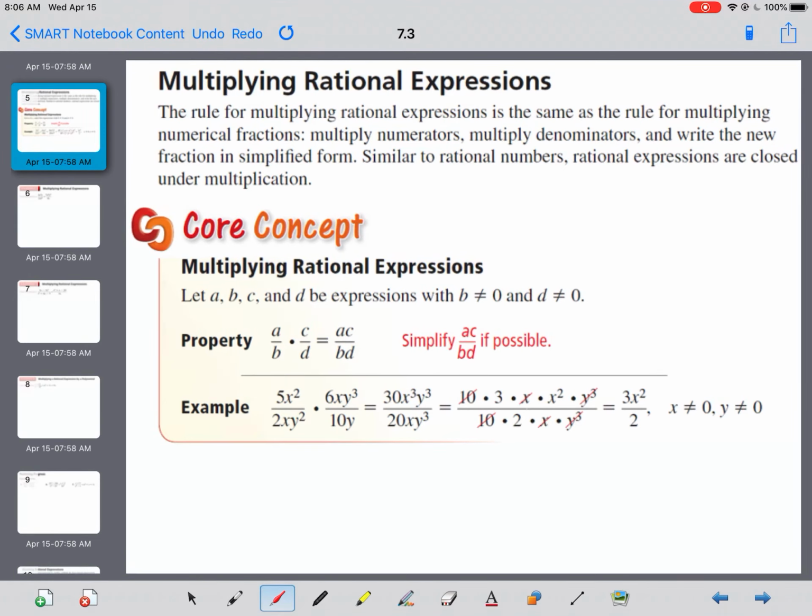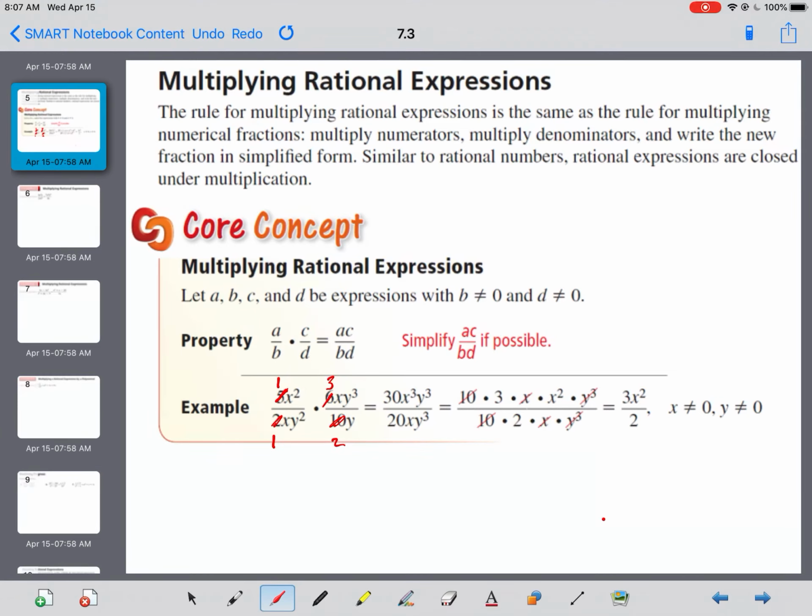So 5x squared times 6xy to the third. The 5 times the 6 is 30. X squared and x, same base, add 2 plus 1 makes 3. Y to the third stays y to the third. On the bottom, 2 times 10 is 20. X times 1 is just x. Y squared and y makes y to the third. Okay? Then they broke it back out into the factored pieces. 30 and 20 both have a 10 factor, and you got a 3 and a 2. X can break off of x squared, and there's an x in the bottom. That leaves you with x squared, y to the third, and y to the third. And so they're showing you all of the things that they have in common. And what's left is 3x squared on top and 2 on the bottom.